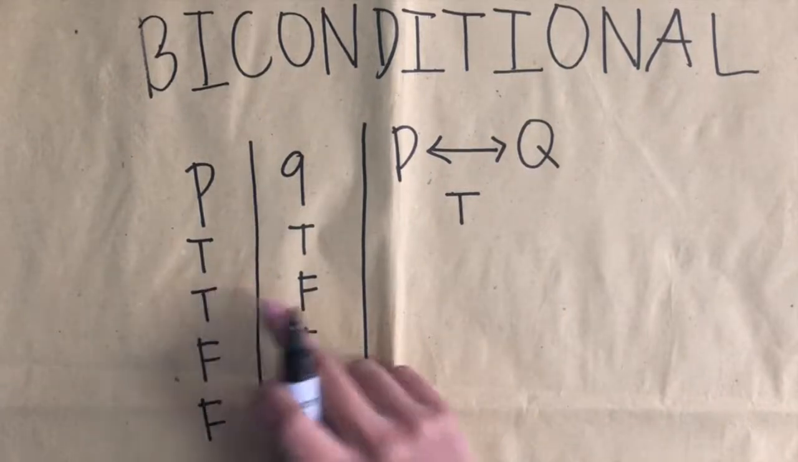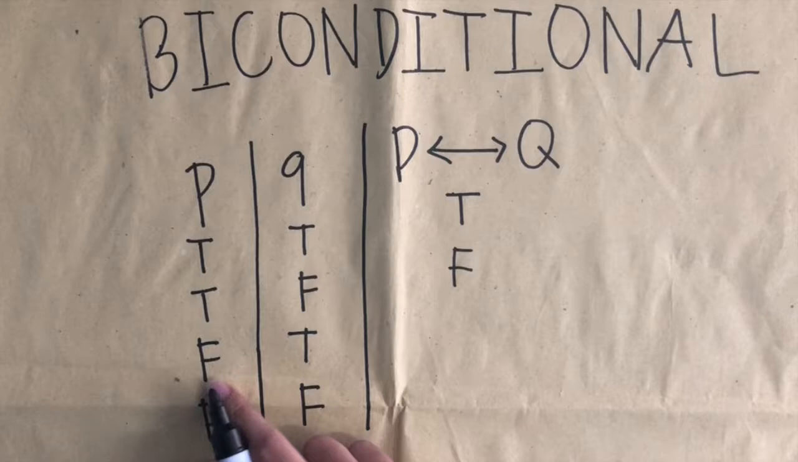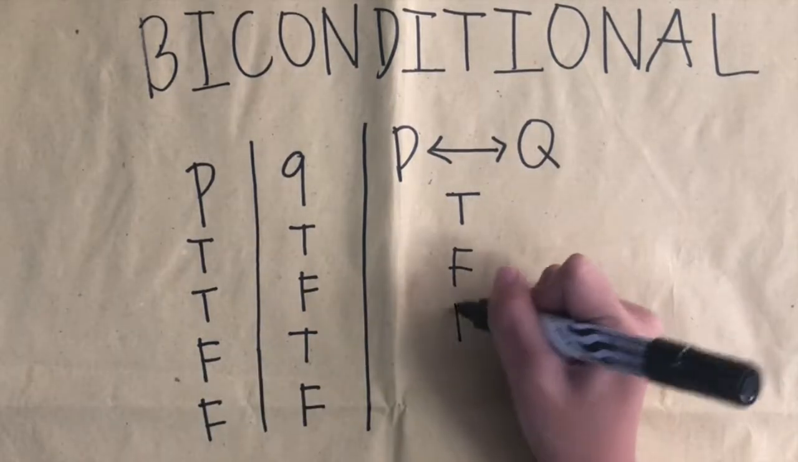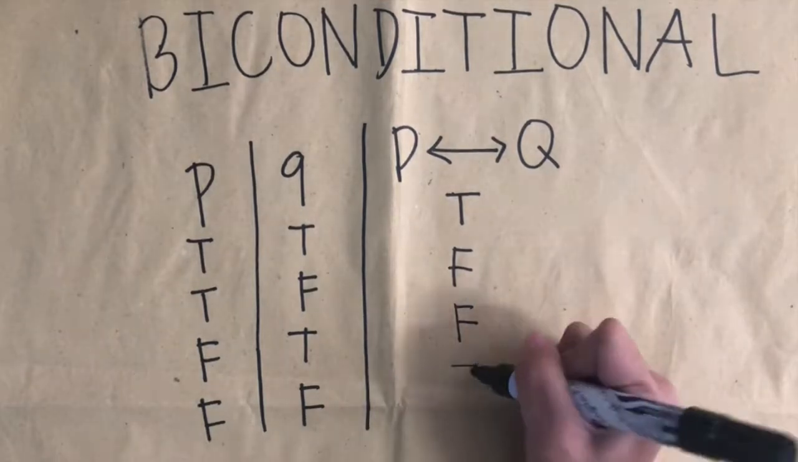We have our P statement as true, but our Q statement as false. Therefore, it is false because it doesn't have the same truth value. Again, it is false because it doesn't have the same truth value. Lastly, we have false and false. Since they are the same, it is true.